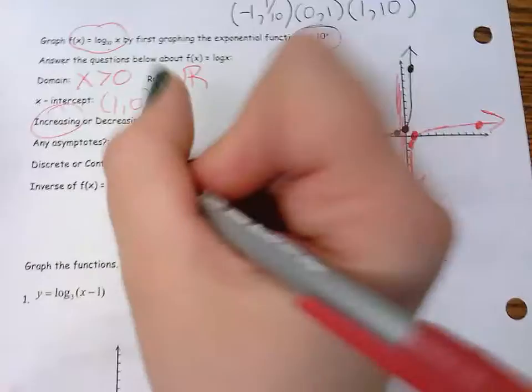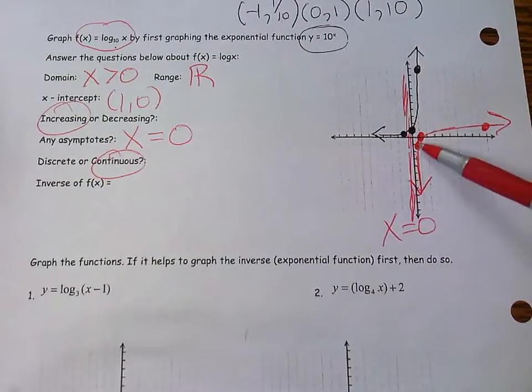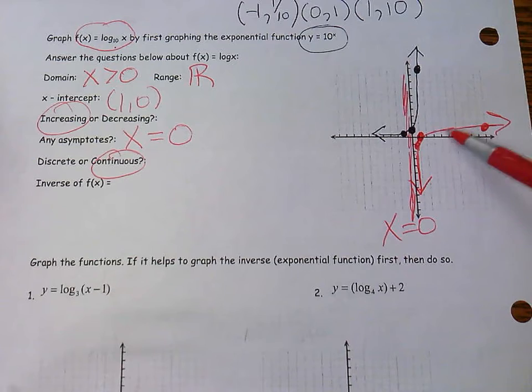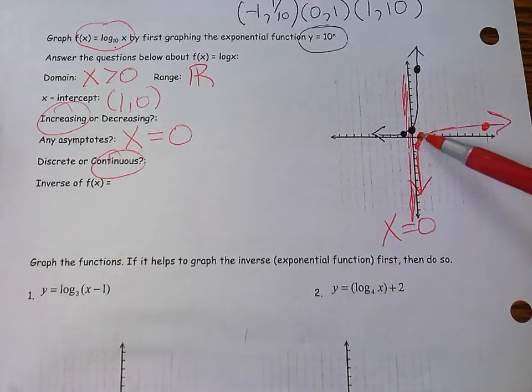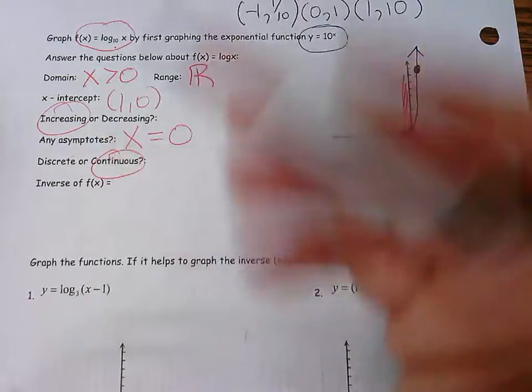Continuous just means I can connect my 3 points. So there's actually part of the function is here. You know, I could take the log of 3 or 4. They're just not perfect integers. So it is continuous. Discrete means it just goes dot, dot, dot. And the inverse function we already said was 10 to the x.